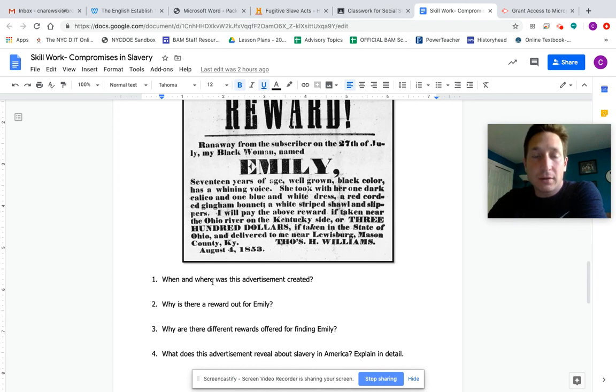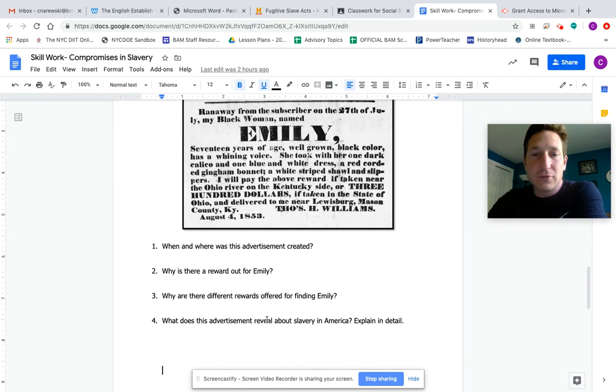Number 1, when and where was this advertisement created? Number 2, why is there a reward for Emily? Number 3, why are there different rewards offered for finding Emily? And the last one, what does this advertisement reveal about slavery in America? And really explain yourself in detail. Reveal, what does it uncover? What does it tell you that you didn't quite know before? And I want to see explanations. This should be detailed sentences, not 1 or 2 words.